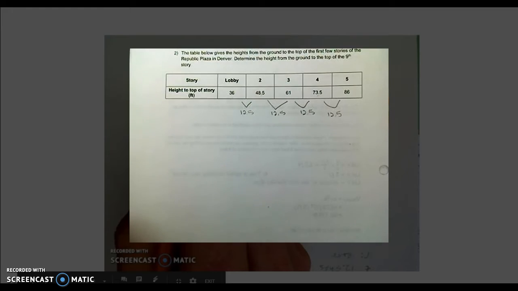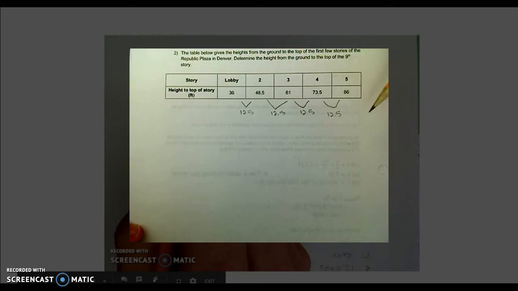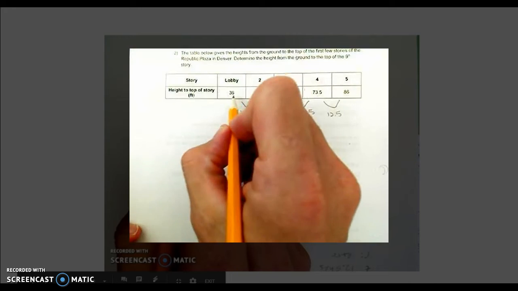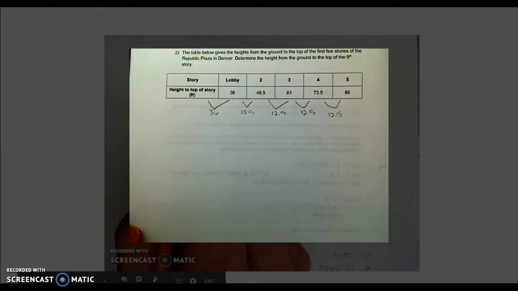So we find the difference between the lobby and the second floor, second and third, third and fourth, fourth and fifth is constant. Now, you want to tread carefully here. The tendency is to say, oh, it's 12 and a half feet for every floor. They're asking for 9 floors. I'm just going to multiply 12 and a half times 9, and I'm going to be good. But look what happened here. From the floor to the lobby is 36. So that part is not constant with the rest of them.